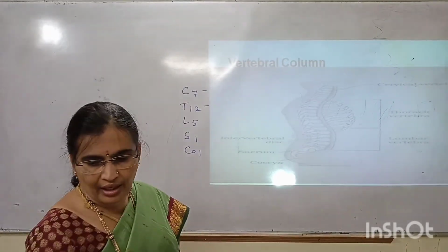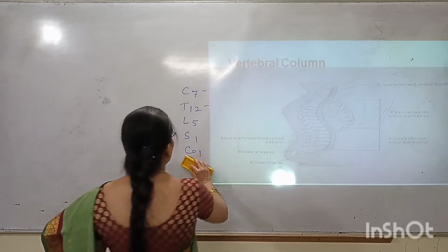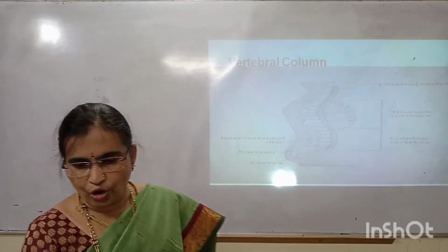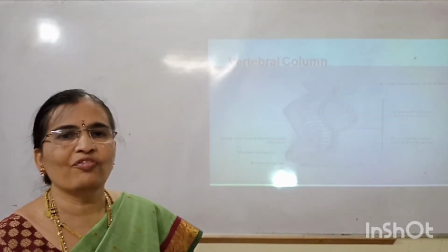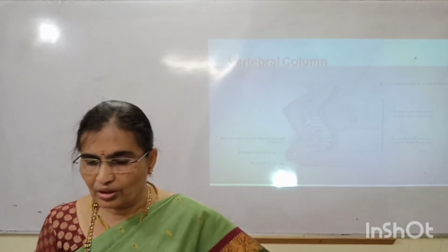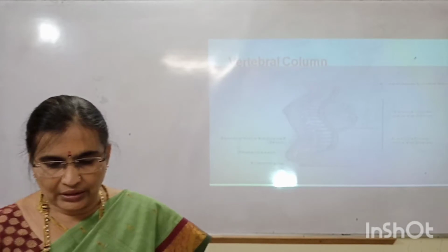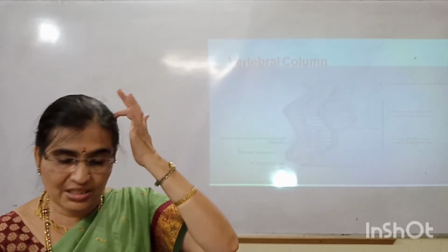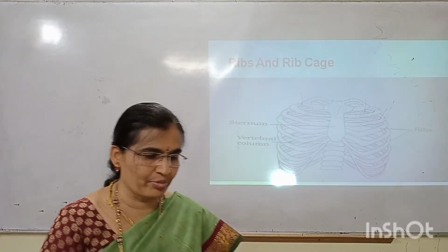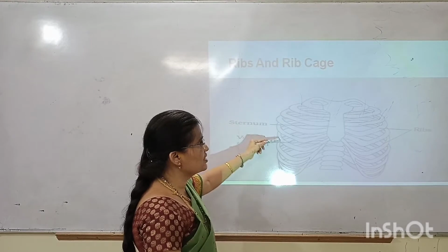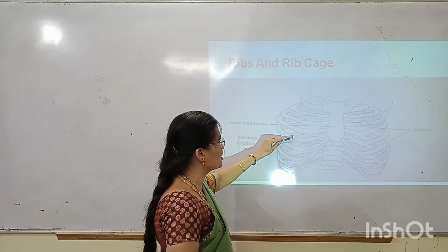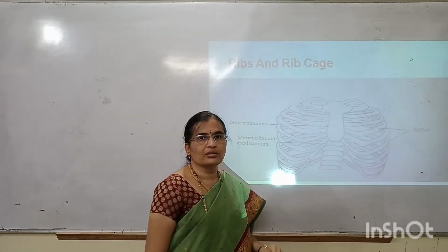Then next, the ribs. Totally 12 pairs of ribs are there. This is the rib cage. The first 7 pairs of ribs are called true ribs.